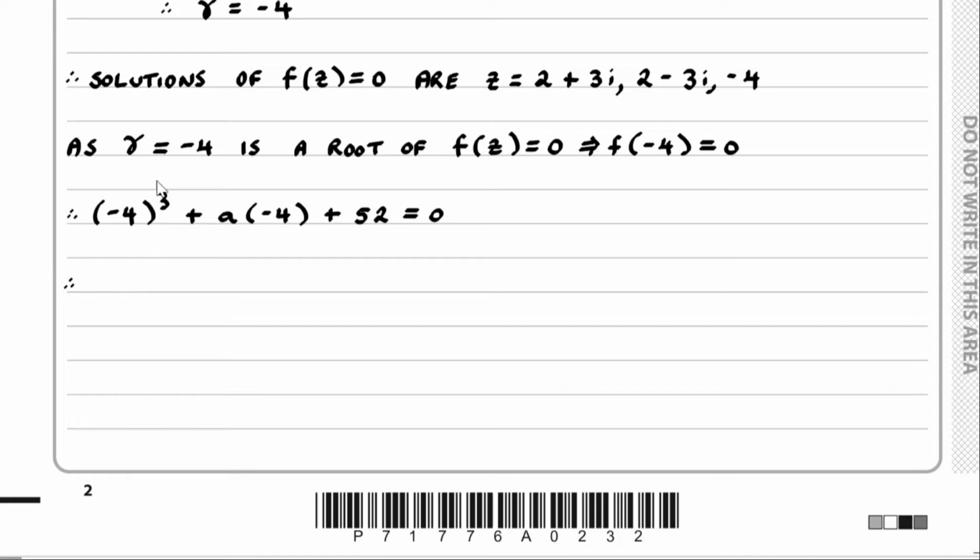And so negative 64 plus 52, that's negative 12. So we have negative 4a minus 12 equals 0. And from that we can conclude a is equal to negative 3. And knowing what the value of a is, we can therefore conclude f of z is equal to z cubed minus 3z plus 52.